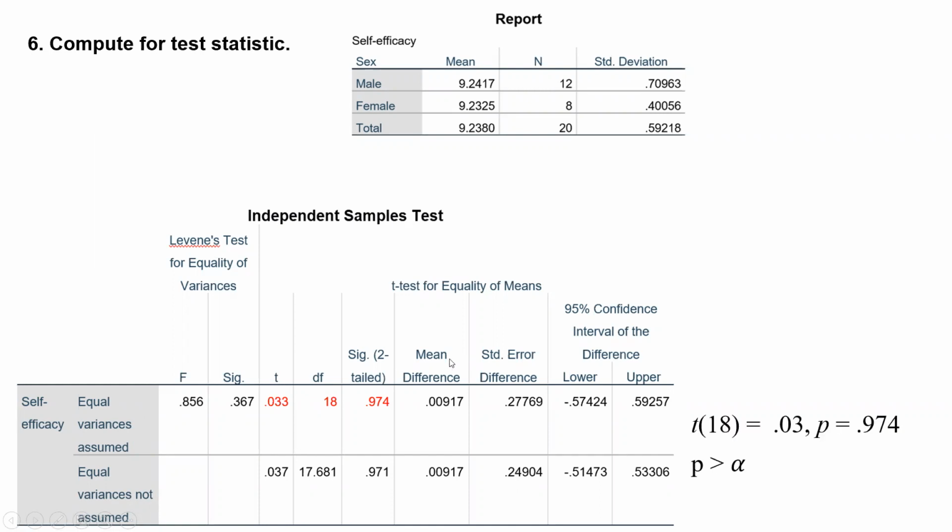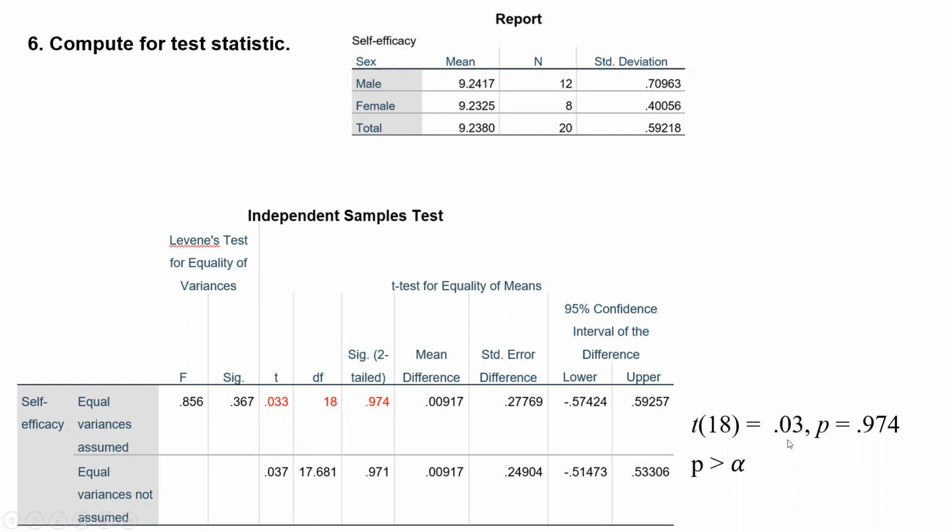Then, again, using the conventions we had earlier, to report the results of an independent samples t-test, I have here an italicized t. Inside the parentheses, we have here the df, which is 18. Then close parenthesis, equals, the value of t will be reported. But if you could see, it's 0.033. But for our class, we will round it off to 2 decimal places only.